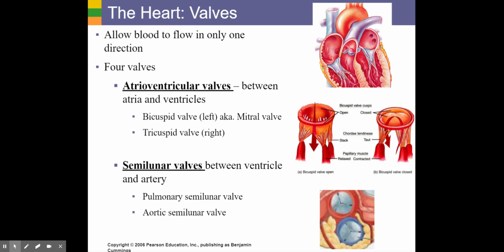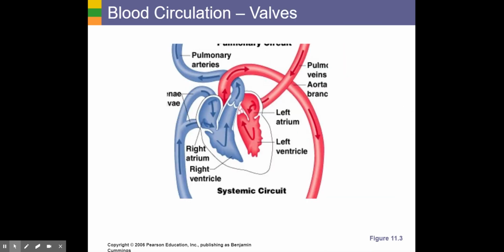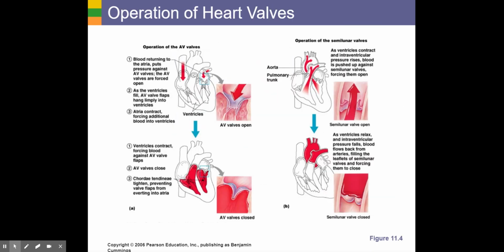And then our semilunar valves, or SLV valves, those are between the ventricles and the arteries. All right, so again, we got our pulmonary semilunar valve on the right. That's this one here. And our aortic semilunar valve on the left. That's this little one kind of hidden behind the pulmonary trunk right there. All right. This just shows you that circulation again, kind of going through that. This walks you through that basic circulation and shows when those valves are closing and when they're opening.